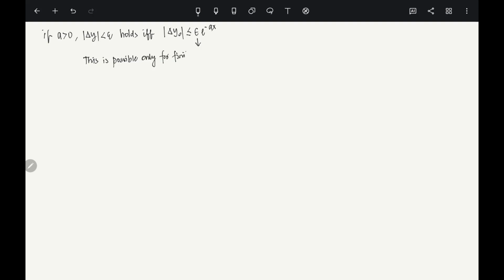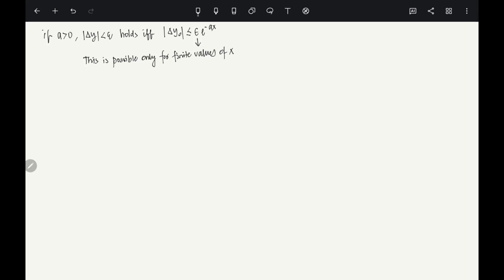But now see that if a is positive, then delta y less than epsilon holds if and only if the modulus of delta y naught is less than epsilon times e power minus ax, okay. Now this is possible only for finite values of x, right? Is it okay? Because you can take arbitrarily large x, and this will actually push delta y naught towards 0, right?